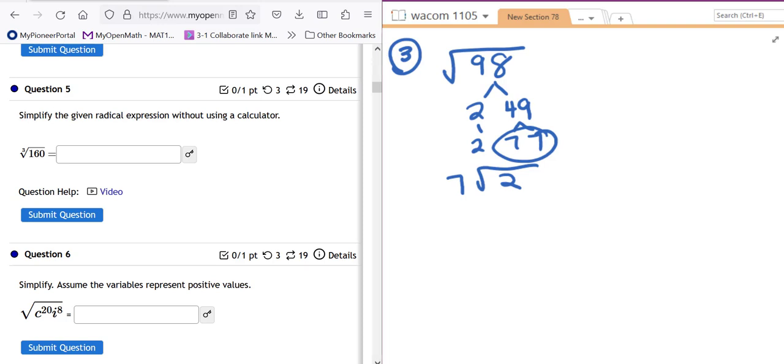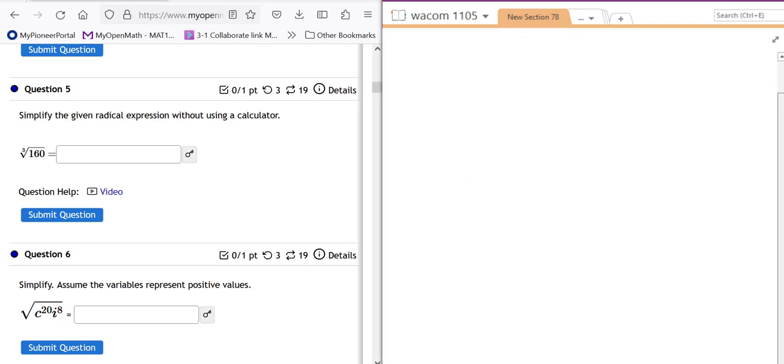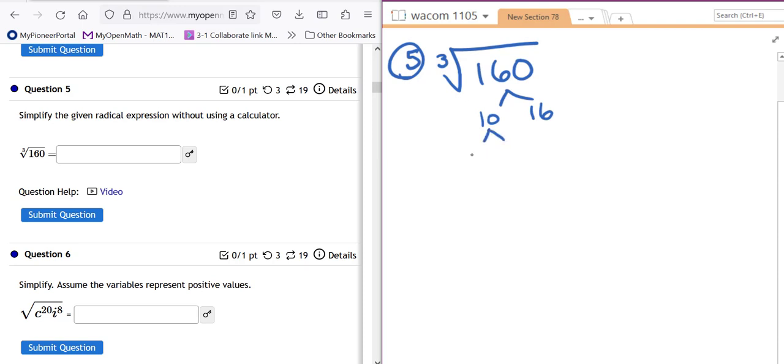Question 5 is the same kind but a different root. So we can try that. So it is a cube root of 160. So we want to break to primes. This one is not bad because it ends in a 0. That means there is a 10 in there. So 10 times 16. 10 is 2 times 5, 16. Anything that multiplies to give 16. And those 4s we can break on down.